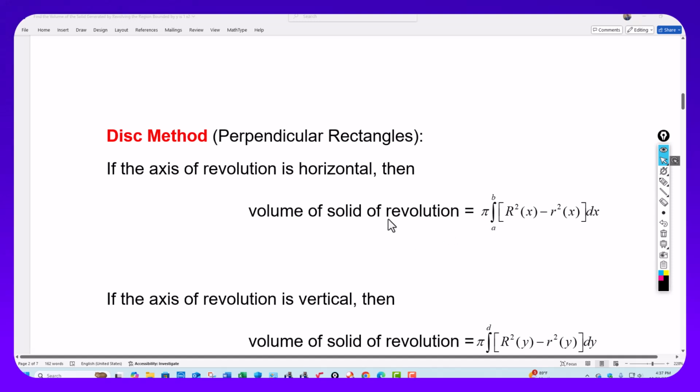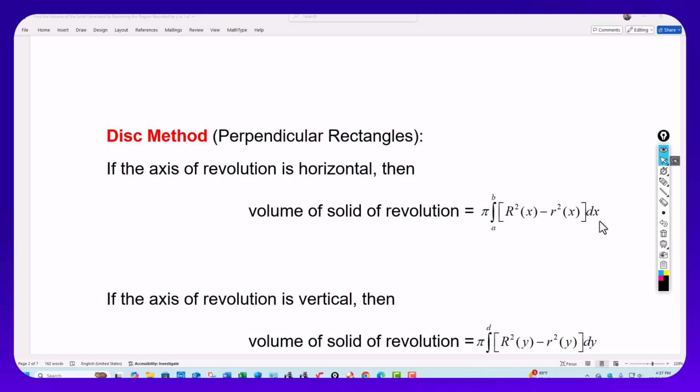So this is what it would look like if the axis of revolution is horizontal, with everything in terms of x. And of course, the pi r squared and then the dx comes from the fact that that's the formula for the volume of a cylinder.